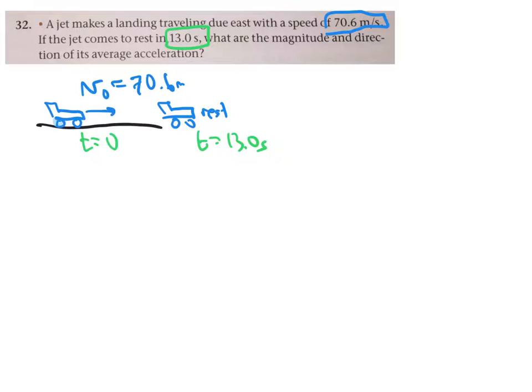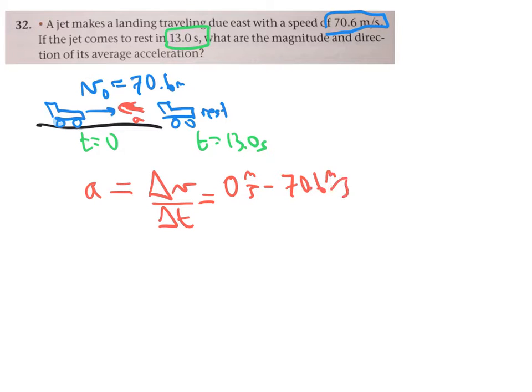And we can see that since it slows down, since it gets slower, the acceleration must be opposite to the velocity, so it must point that way, and I don't know how much yet. But I do know the definition of the acceleration is the change in the velocity over the change in time, which is going to be that it ends at 0 and it starts at 70.6 meters per second, and that it ends at 13 seconds and starts at 0 seconds.